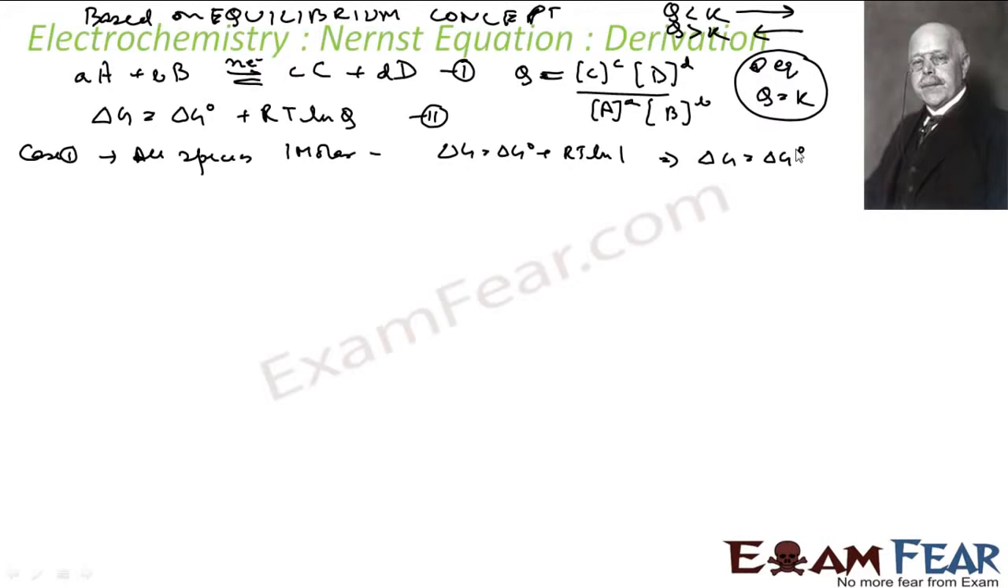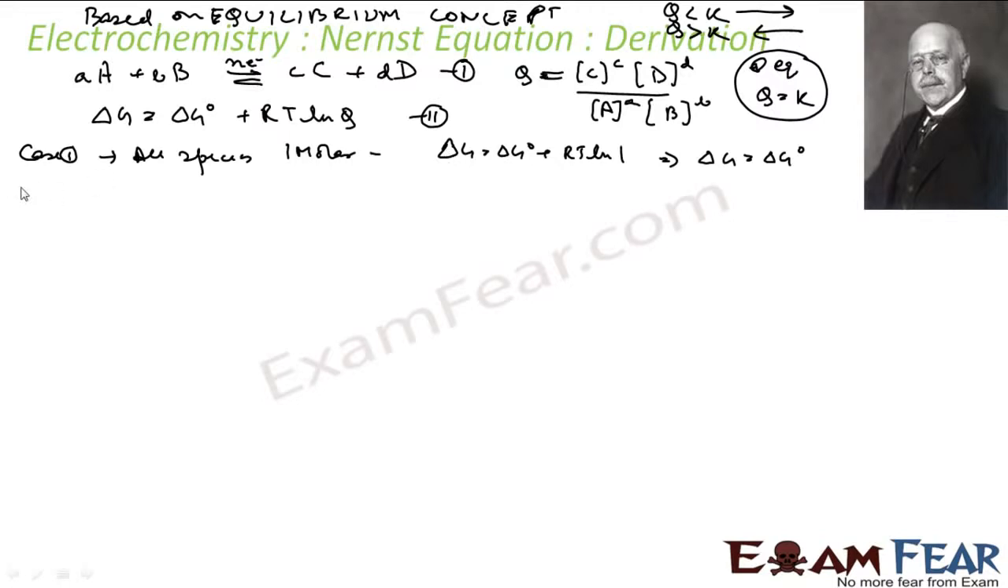Now this is delta G, and this is all we know. But we have to find the electric potential. So what is electric potential? We know that electric potential is nothing but work done per unit charge to bring a unit charge from infinite distance to the point of interest.